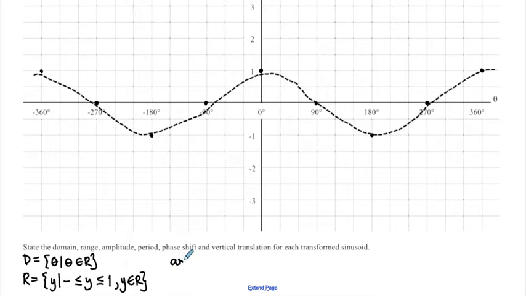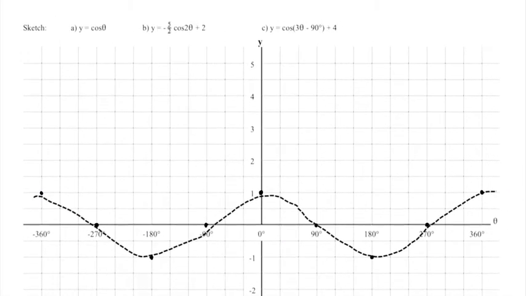We have an amplitude of 1. We have a period of 360. And we have no phase shift. And we have no vertical translation. So this is our basic cosine curve. So this is what we're basing all of our other curves on this side.